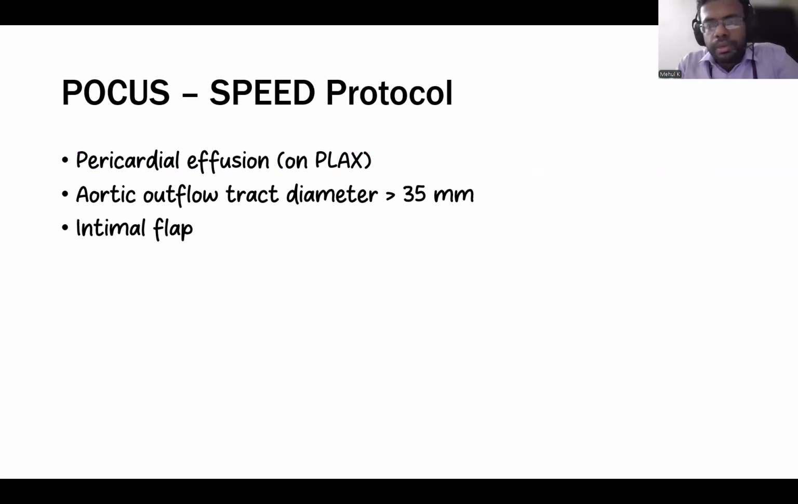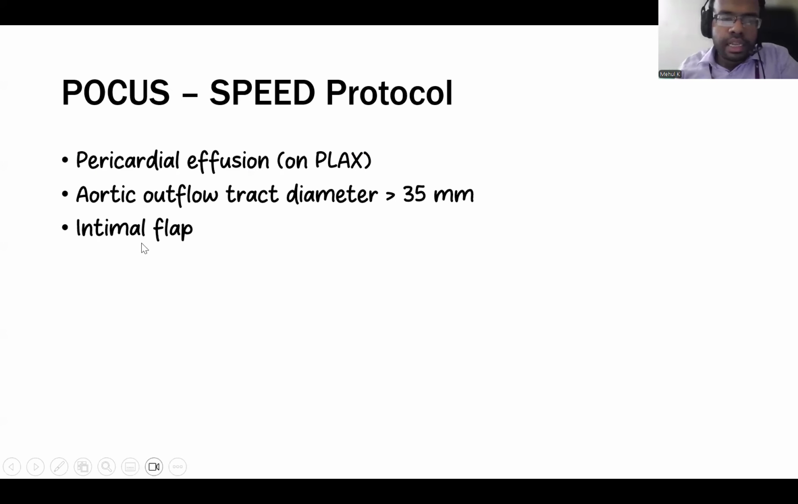So basically, it's very simple. You have three components. One is pericardial effusion, specifically in your parasternal long axis view, which is what they described in this study. Second, aortic outflow tract diameter of more than 35 mm. Remember, the aortic outflow tract diameters can vary anywhere between 24 to 40 mm, depending on where you actually measure it. So in this particular protocol, they went for an in-between cutoff of around 35 mm.